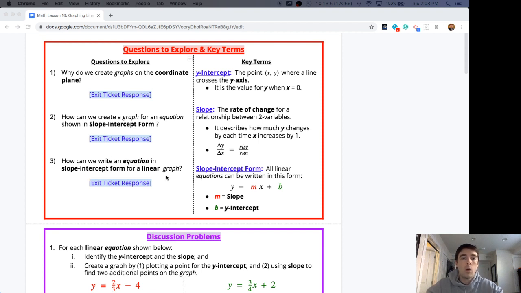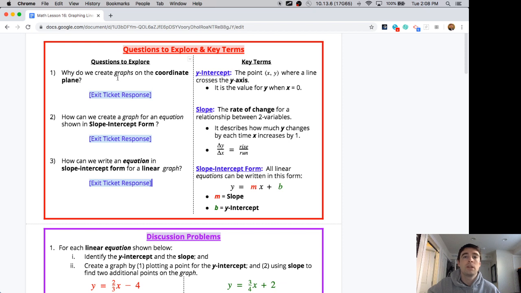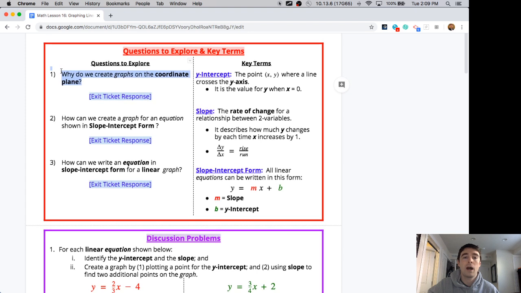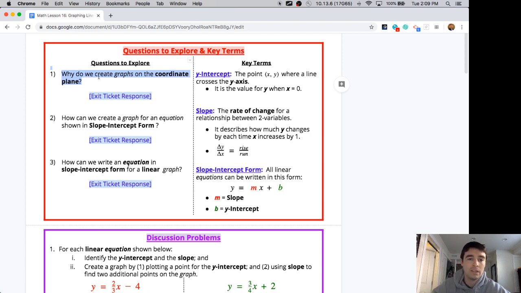Alright, our whole goal today is going to be focusing on, as the lesson's called, graphing linear equations. We have a few questions here. The first one is, why do we create graphs on the coordinate plane? We've spent a bunch of time starting to make graphs, look at the equations that match them. Quickly, I just wanted to cover this. The purpose of a graph, or why we create graphs, is because graphs show us all of the possible solutions to an equation.